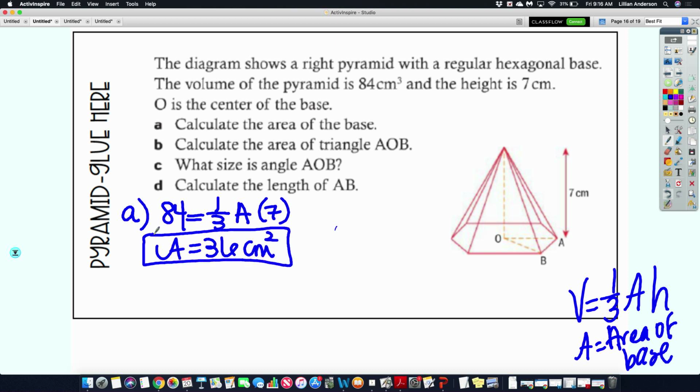Okay? You can do it many ways. You can multiply both sides by 3, divide by 7. Multiply both sides by 3 over 7. By the way, anybody not get 36?